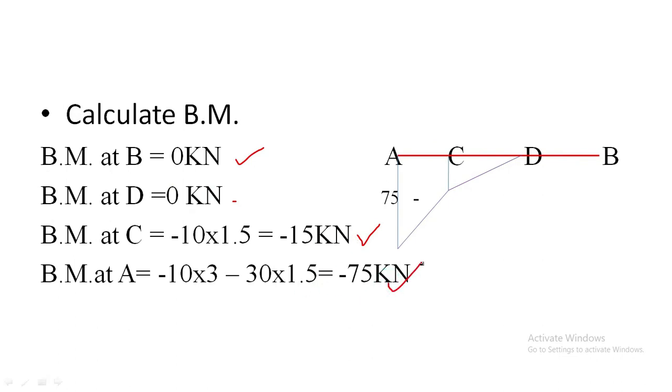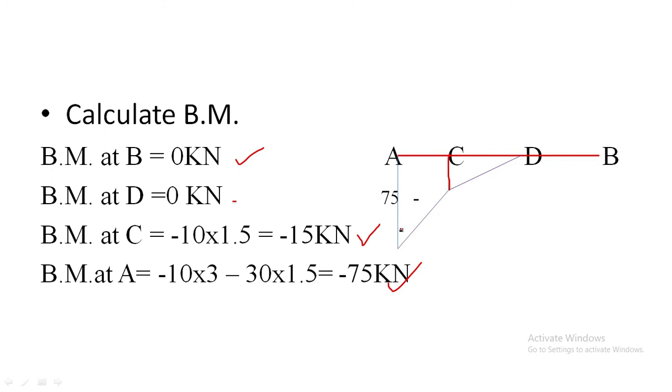This is about the values of the bending moment. Now draw the bending moment diagram. While drawing the bending moment diagram, first draw the baseline A, C, D, B. This is the baseline. Value of B is 0. This is 0 value. Value of D is also 0. Value of C is equal to minus 15, this is minus 15 kilonewton meter.